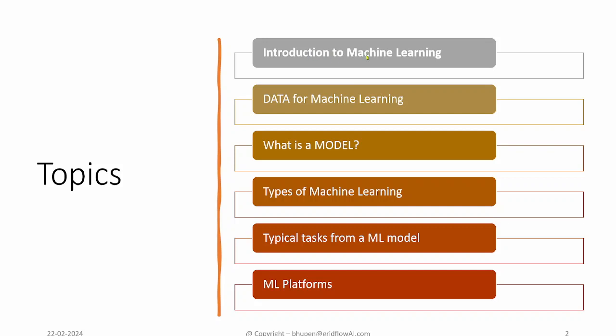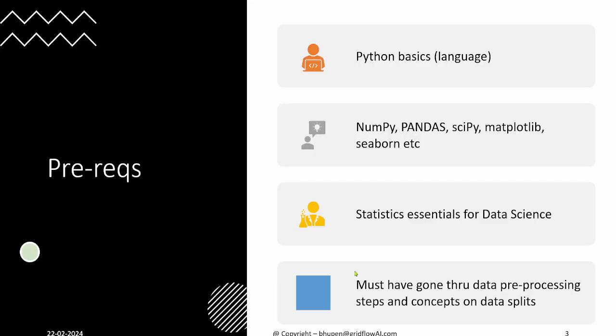I'll provide some examples of machine learning and how machine learning is actually used in different scenarios. What is data meant for machine learning? What is a model? We typically use the term model. We'll try and understand what that model means intuitively, and types of machine learning and typical tasks that we achieve through machine learning models and some of the popular platforms.